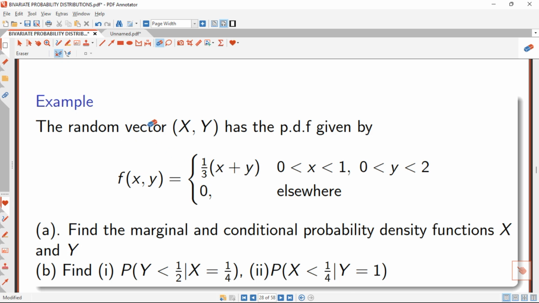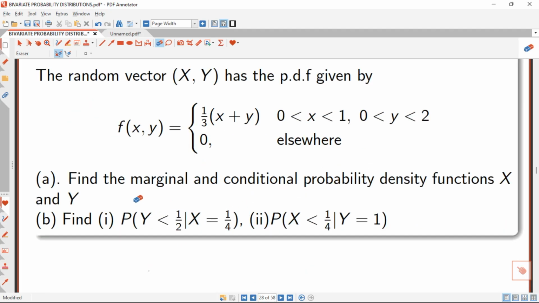It says a random vector x and y has the PDF, that is the joint PDF, given as 1/3 (x plus y) on the limit 0 less than x less than 1, comma, 0 less than y less than 2. That is the limit being given to us. The first question says to find the marginal and then conditional probability density function of x and then y. That is what we have been asked to calculate.